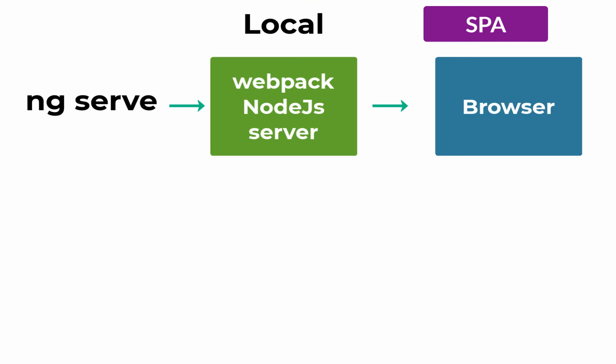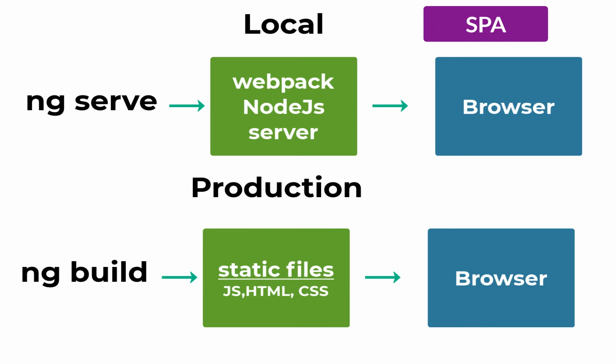In case of an Angular single page application, locally when we do ng serve, it's starting a Node.js server using Webpack and loading the files on the browser. But for production, we do ng build and it will generate the static files like HTML, CSS, JavaScript and asset files. These static files are returned by hosting providers when requested from the browser. There is no Node.js server required on the hosting.